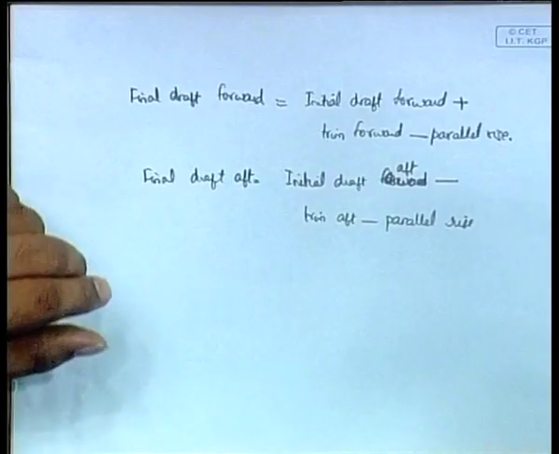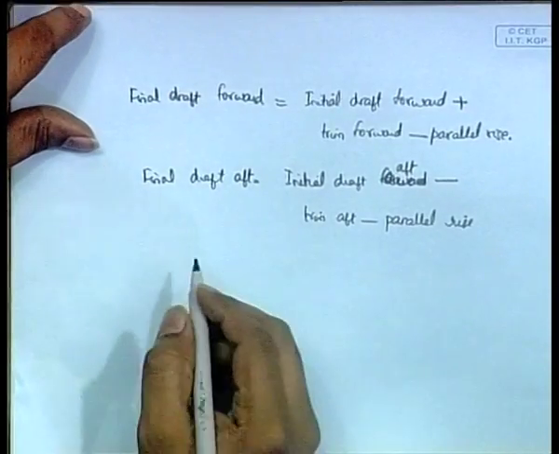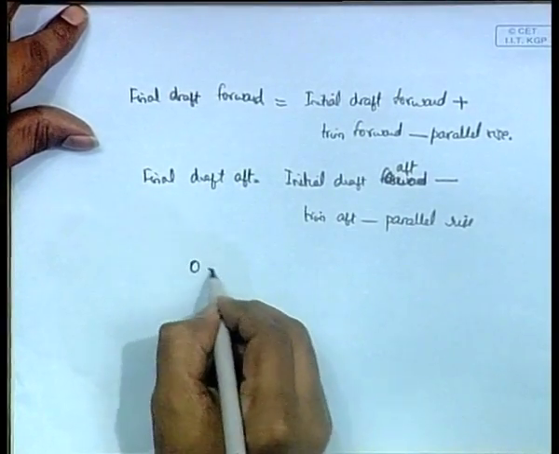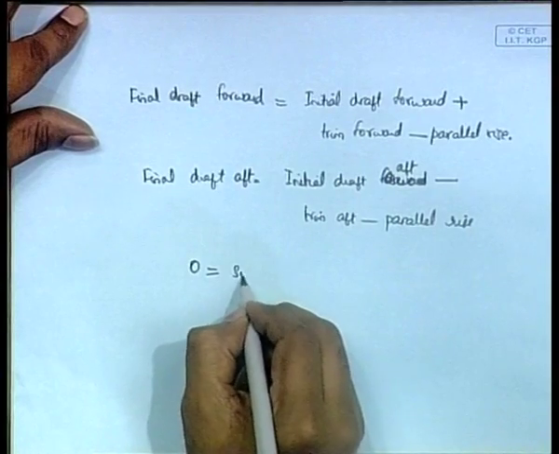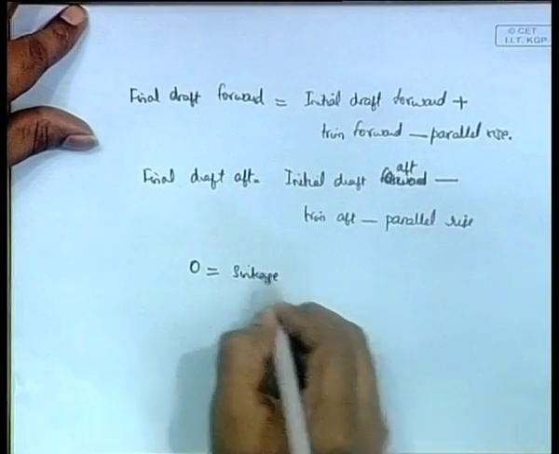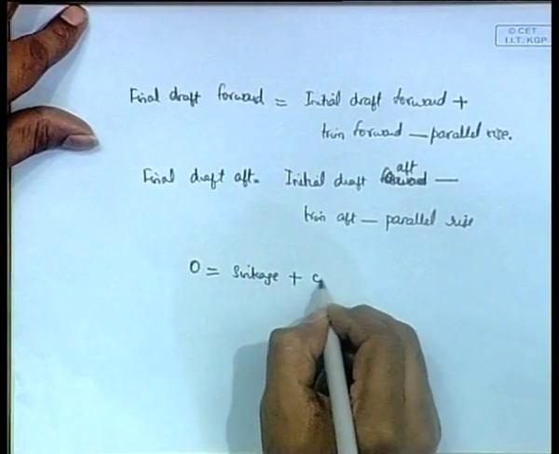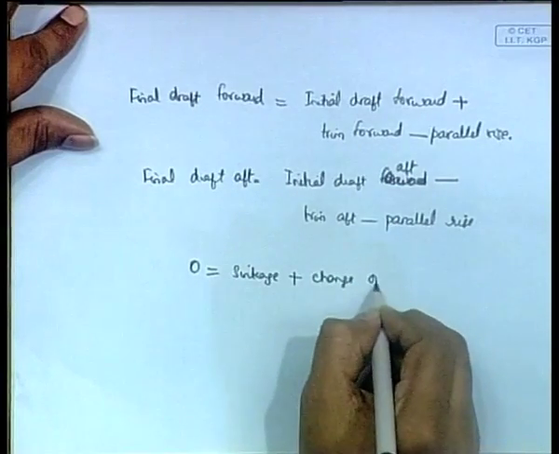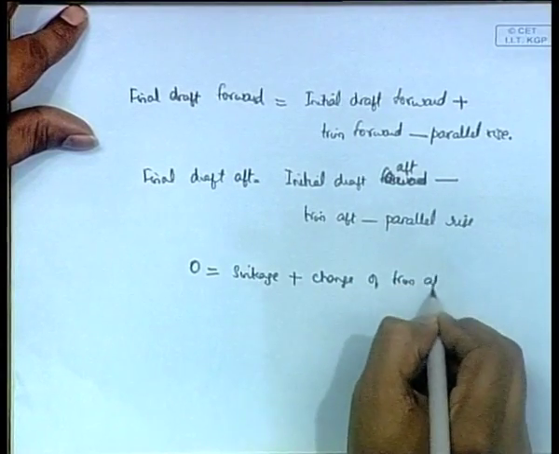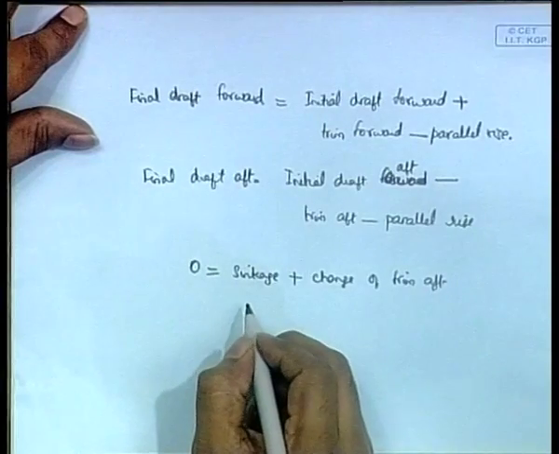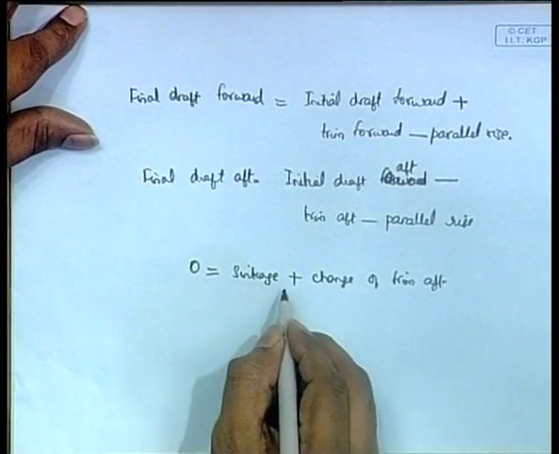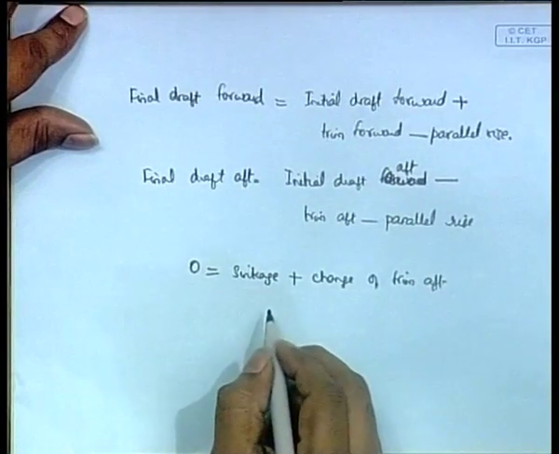Okay. All right. So, in such a particular case, what you are saying is that 0 is equal to sinkage plus change of trim aft, or you will have sinkage is equal to minus change of trim.